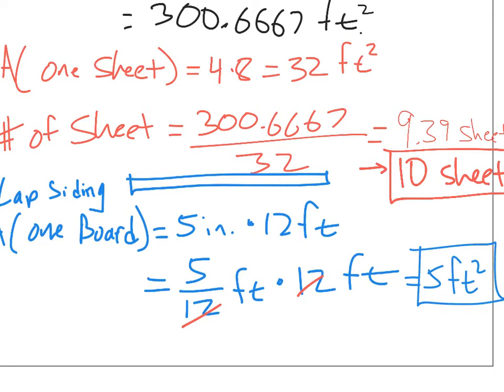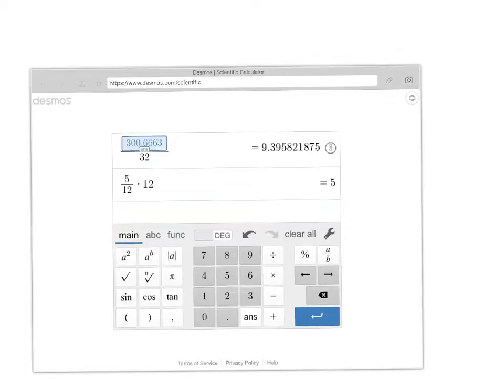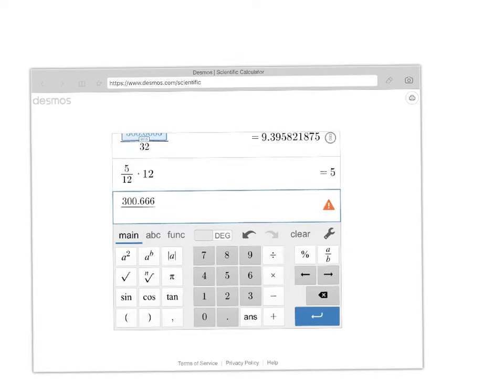And we know we have 300.66, whoops, lost a 0, so the number of lap siding boards is going to be 300.66 divided by 5. And so we need 60.132 boards.